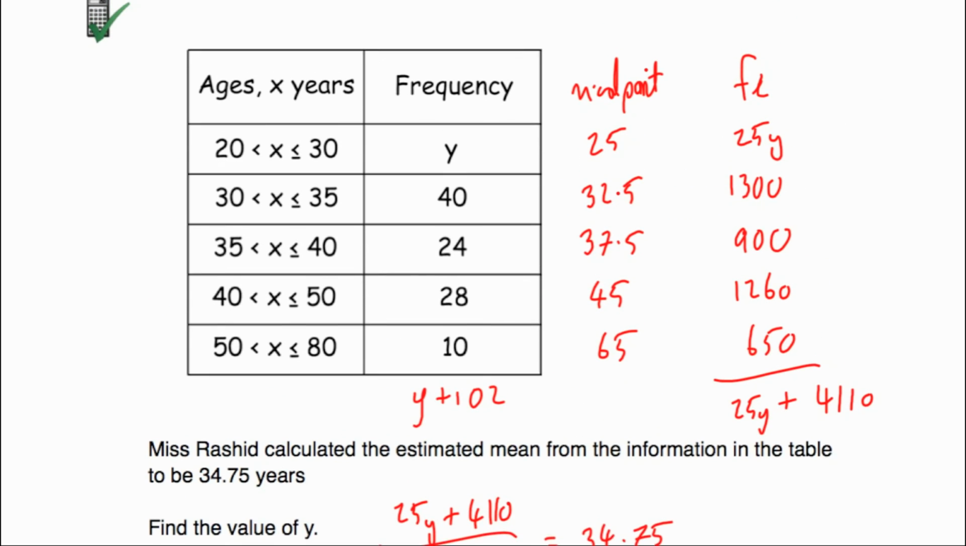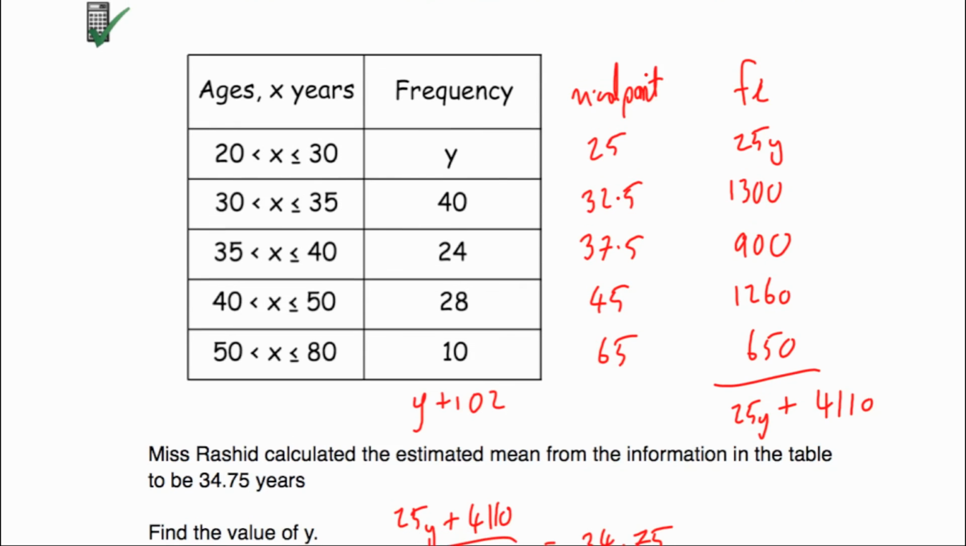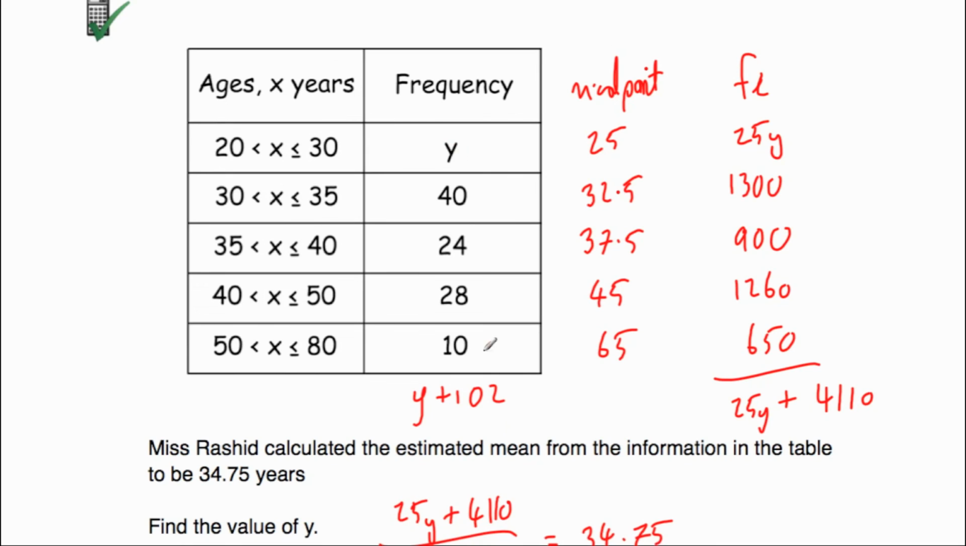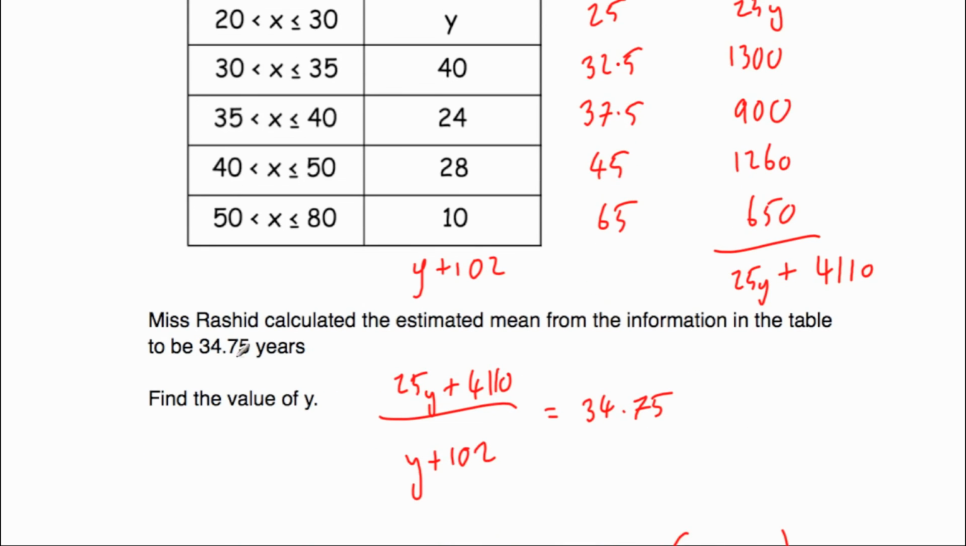So just to recap, we were given this table. We had a missing frequency of y. We were told the estimated mean. So what we did was we worked out the estimated mean using the y. We got the midpoints, we did the midpoints times the frequencies, we added up the fx column, we added up the frequency column, and then we did the sum of the fx column divided by the sum of the frequency column. And we put that equal to the estimated mean we were given in the question.